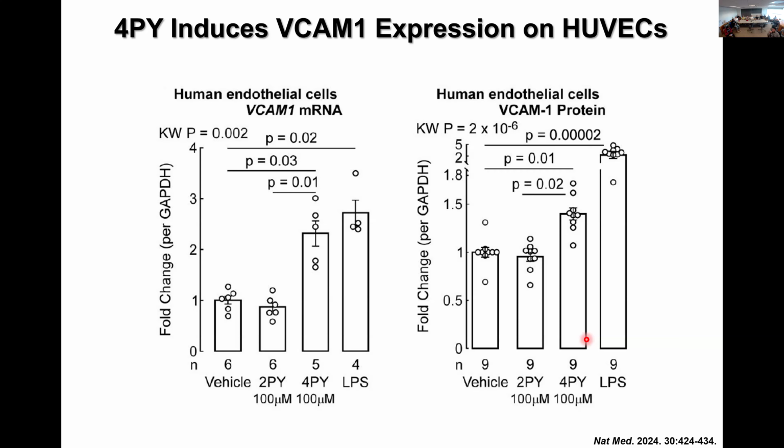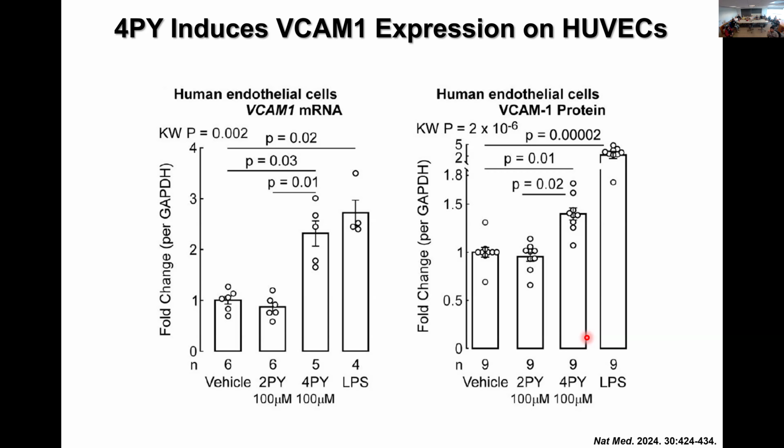But 4PY significantly increases VCAM on the endothelial cells. So now it's not both metabolites. This data suggests that maybe it's only 4PY that we should be worried about. 2PY is coming along for the ride because they're so correlated with each other. The R values, they're both over 90% correlated. So 2PY appears to be a benign passenger, but 4PY looks, at least in vitro, to be the one that's driving this VCAM regulation.